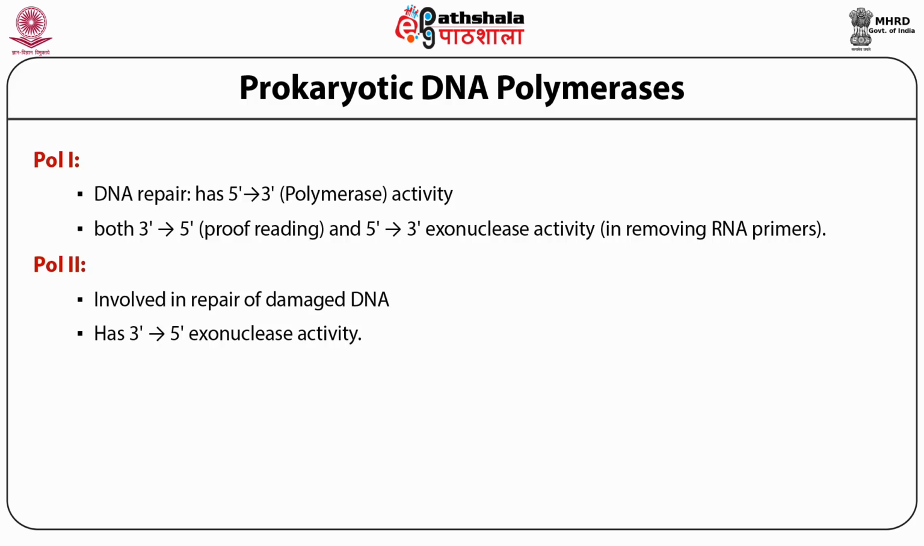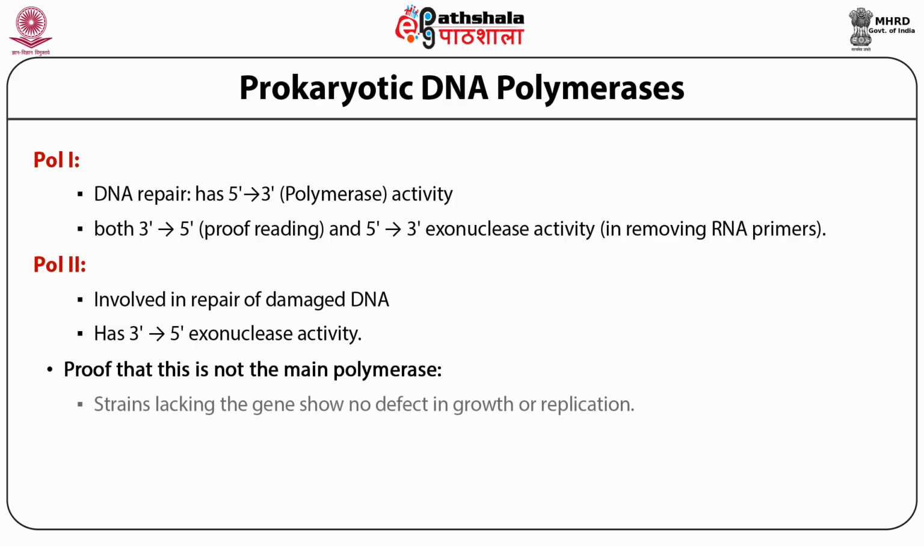Now, there are multiple proofs that DNA polymerase 2 is also not the main polymerase. What are the proofs? Now, there are three important points. These are all experimental proofs. The first point, knockout strains of E.